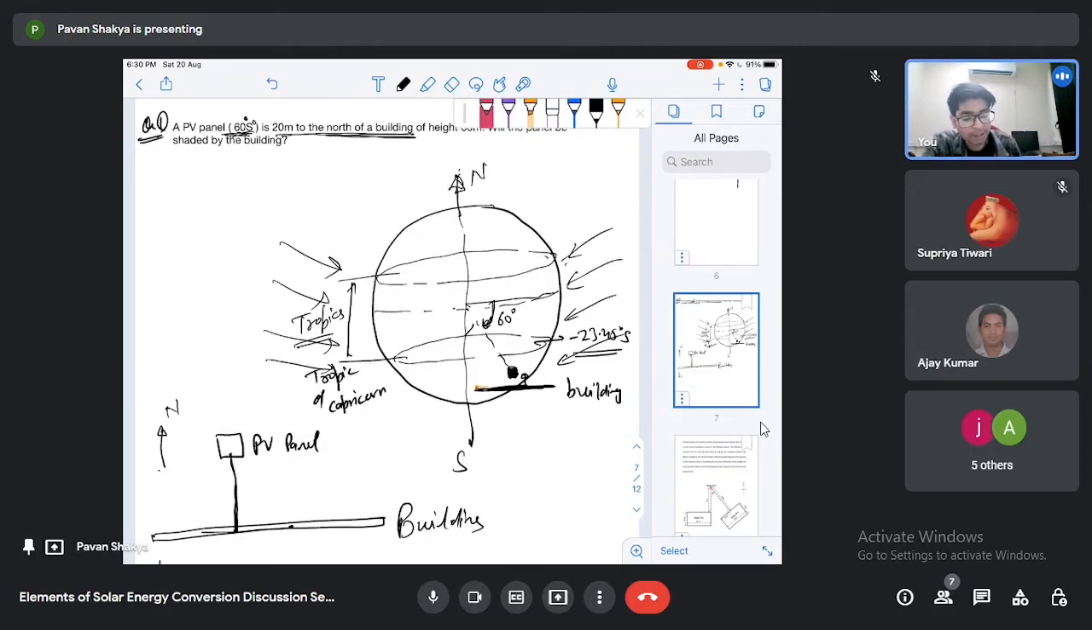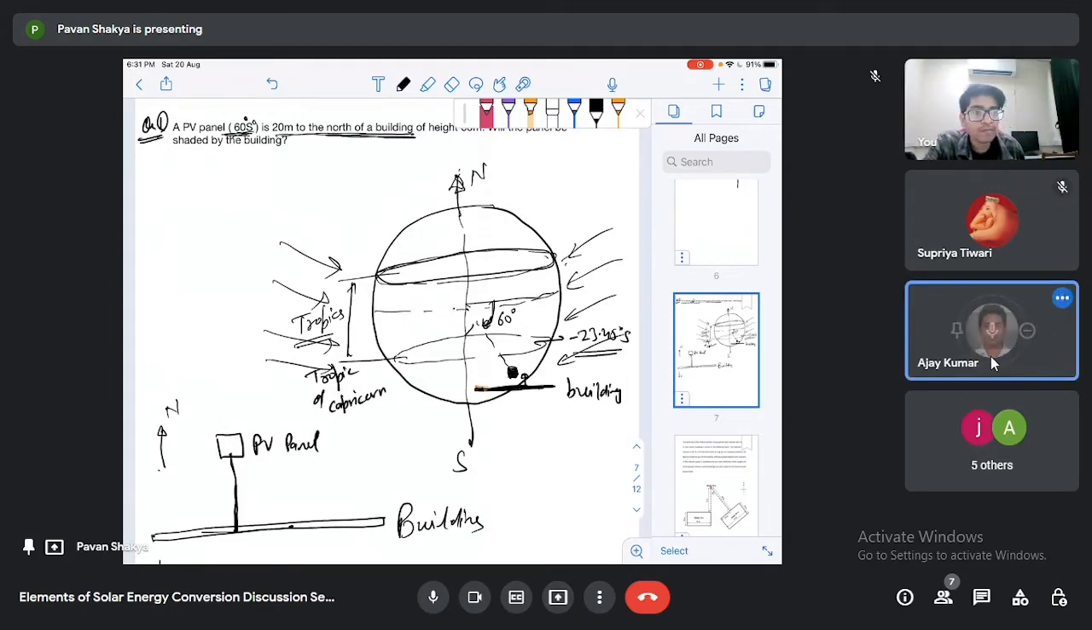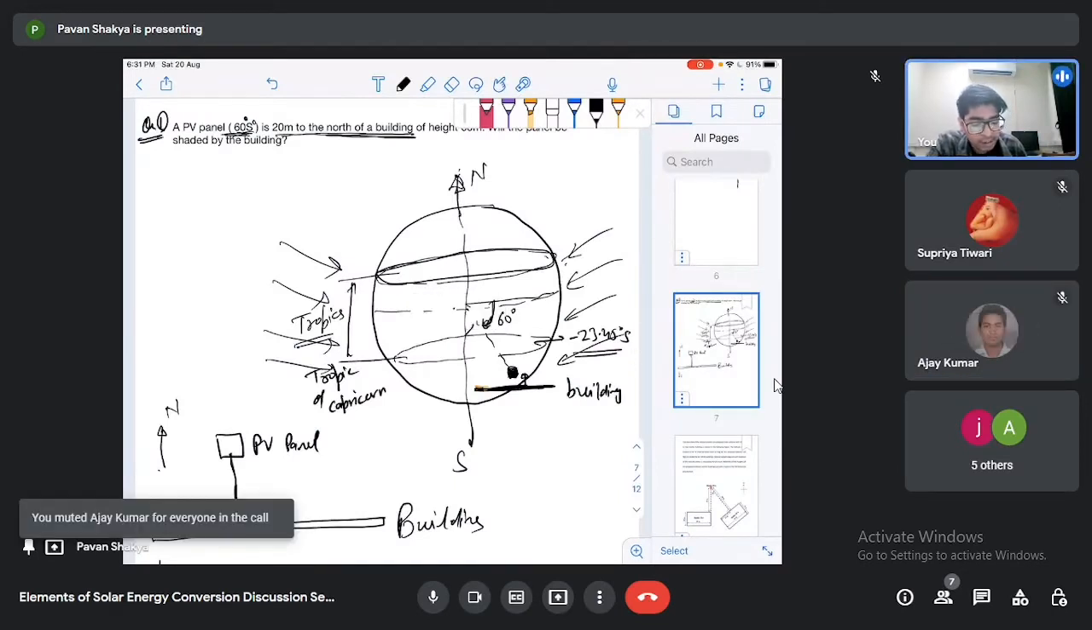Now I was saying that the sun always radiates normally in between these tropics. So if this is our PV panel and this is our building, suppose this is our sun ray, then the shadow of this PV panel will fall on the building. It will never happen that the shadow of the building falls on the PV panel. For that, what should be the direction of the sun ray? It should be in the direction that makes the shadow fall on the PV panel.